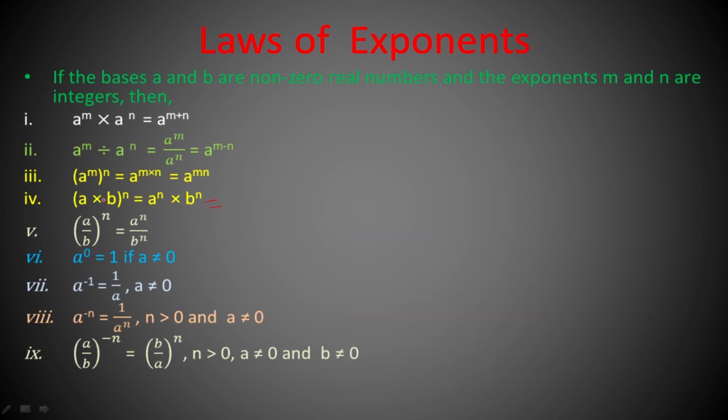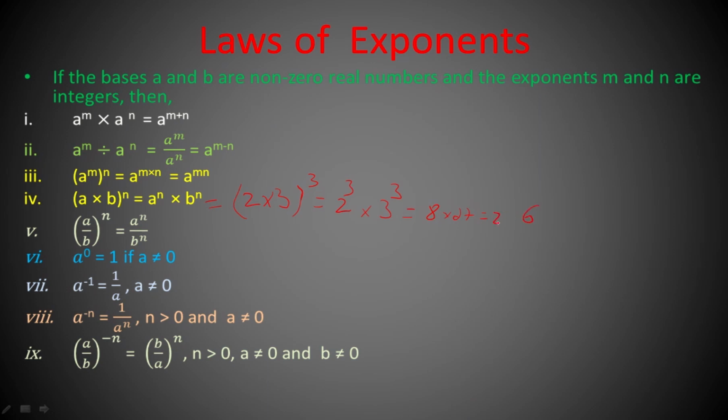If we multiply different numbers with the same exponent, for example, let's say 2 times 3 to the power of 3, this can be written as the individual product, the individual exponent, which means 2 to the power of 3 times 3 to the power of 3. This is equivalent to 8 times 27.